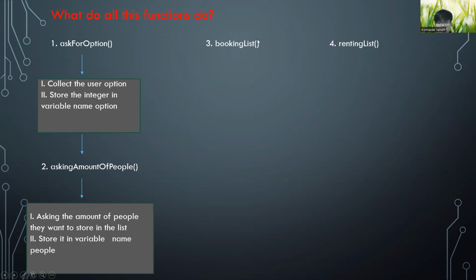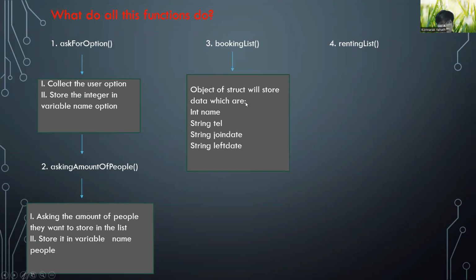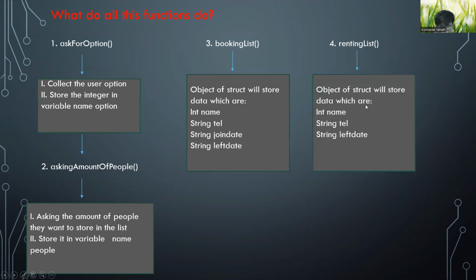For the booking list function, we will use the object of the struct to store the customer data, which contains name, telephone, the date that they joined our hotel, and the date that they left our hotel. Similar to this, the renting list function also uses the objects of the struct to store all the data, which contain name, telephone, and left date also.